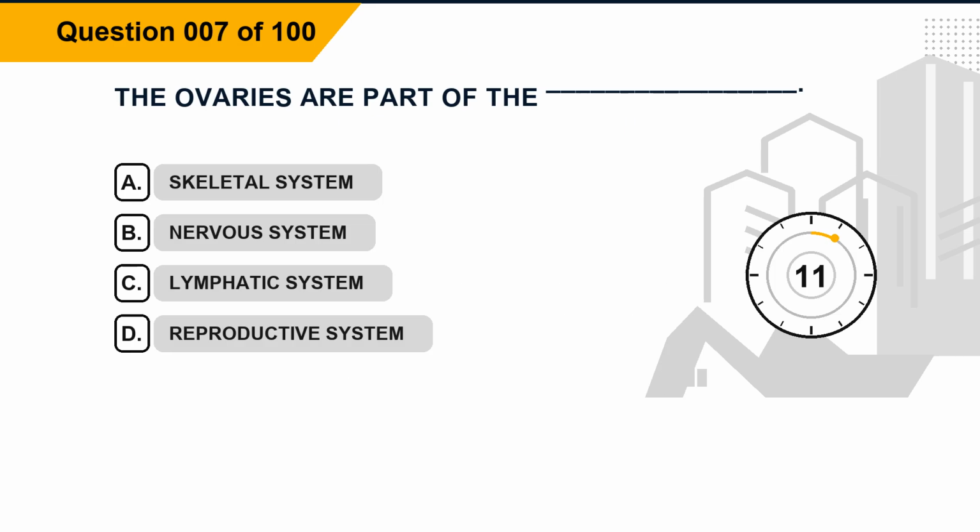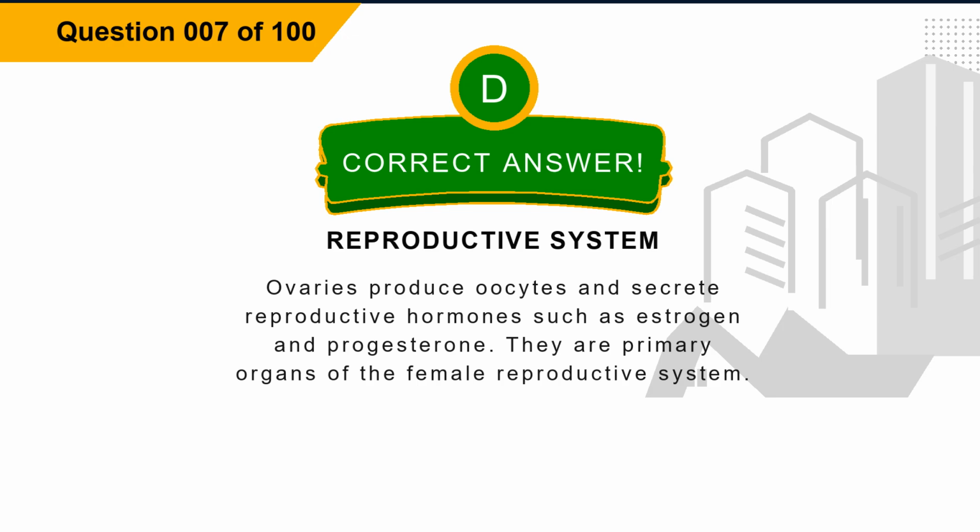Question 7. The ovaries are part of the blank. Option A, skeletal system. Option B, nervous system. Option C, lymphatic system. Option D, reproductive system. The correct answer is option D, reproductive system. Explanation. Ovaries produce oocytes and secrete reproductive hormones such as estrogen and progesterone. They are primary organs of the female reproductive system.